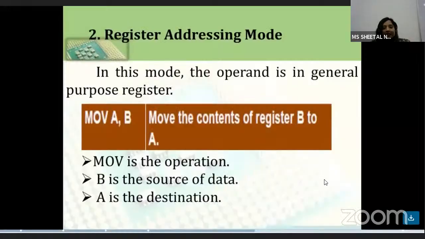MOV A, B doesn't contain any 8-bit data or any 16-bit data. That's why MOV A, B has only one opcode, or hexadecimal code only. That's why MOV A, B is a 1-byte instruction, means it doesn't have any 8-bit or 16-bit data within itself. Okay, this is register addressing mode.